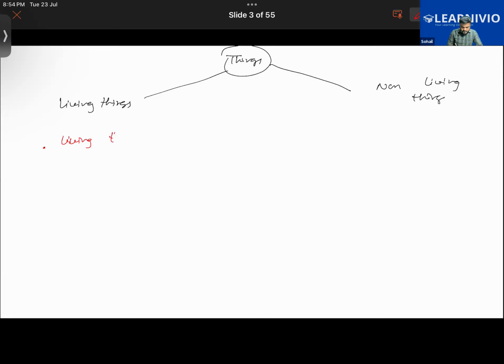Living things grow, they breathe, and they respire. What is respiration? You guys have learned about this? Respiration is basically breathing. No, it's slightly different from that. In a general sense, we say it is breathing, but in respiration, actually, the food that you have eaten is broken down with the help of oxygen to get energy out of it. That is what respiration is.